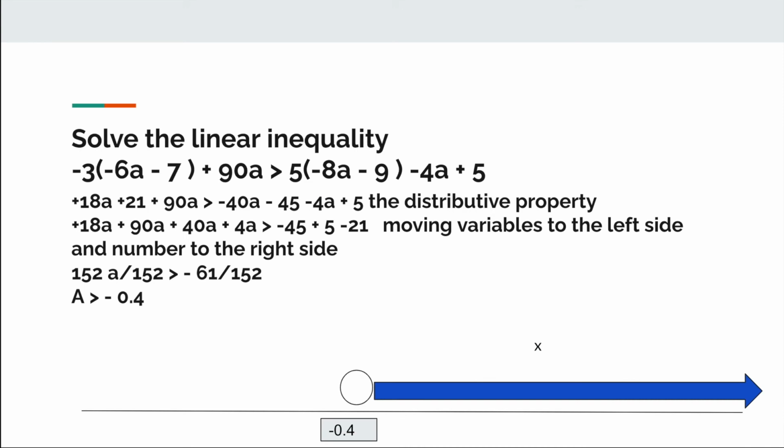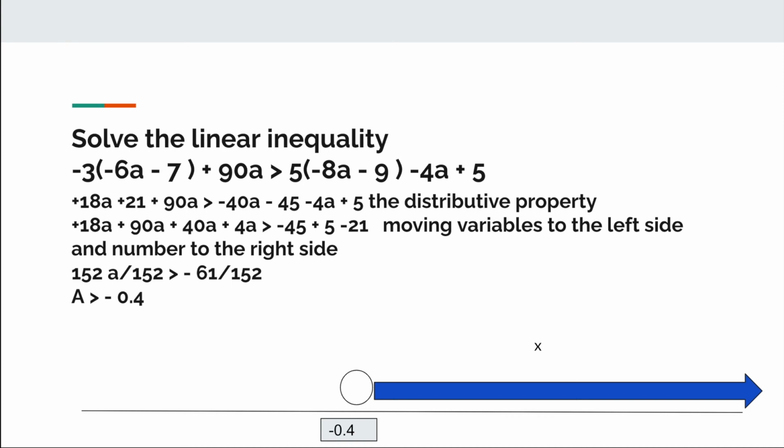The last one that I gave you today was a complicated question with variables on both sides, parentheses. Don't worry. Just do the distributive property first. Negative 3 times negative 6a is 18a. Negative 3 times negative 7 is positive 21. Plus 90a, I dropped it down, greater than stays the same.